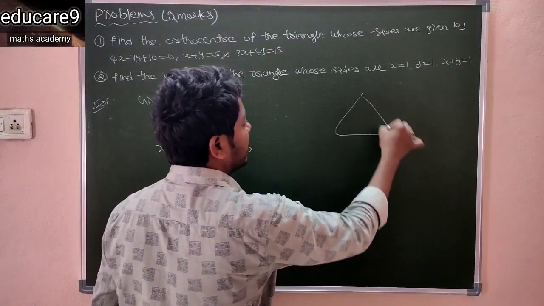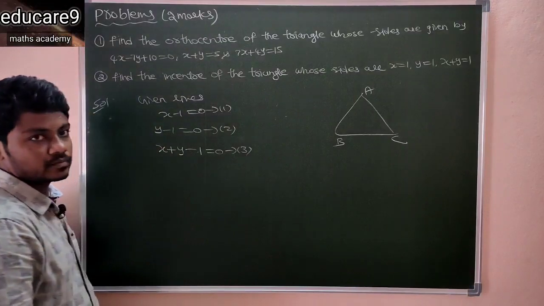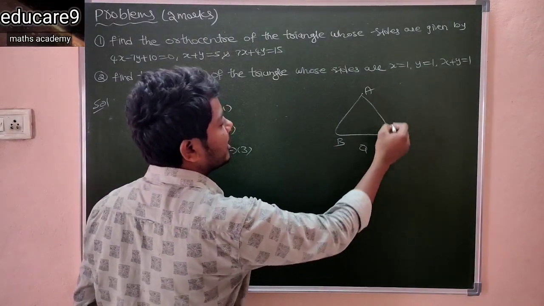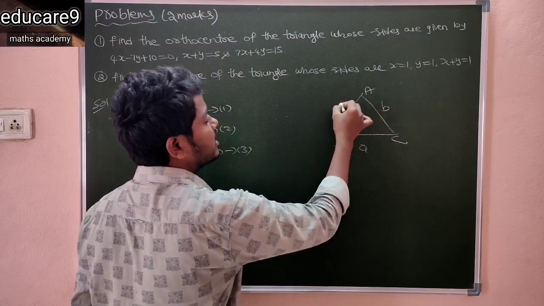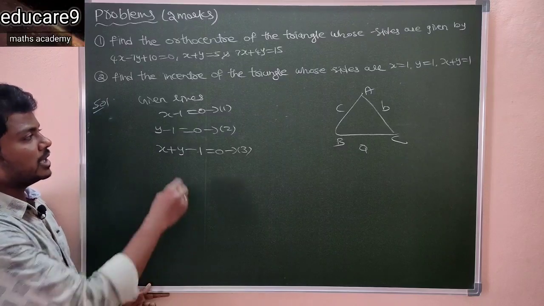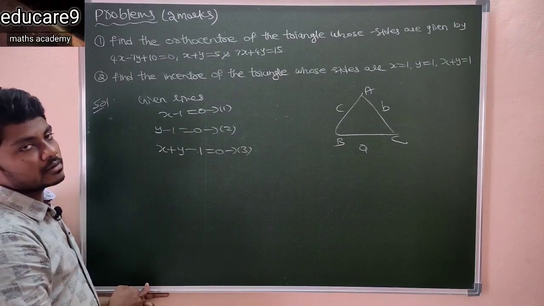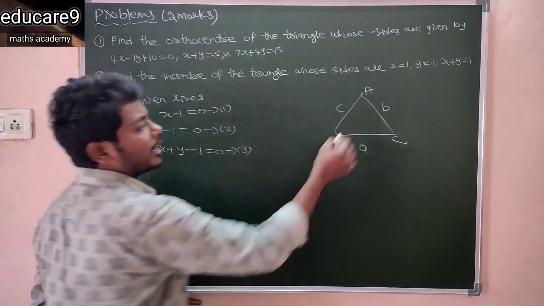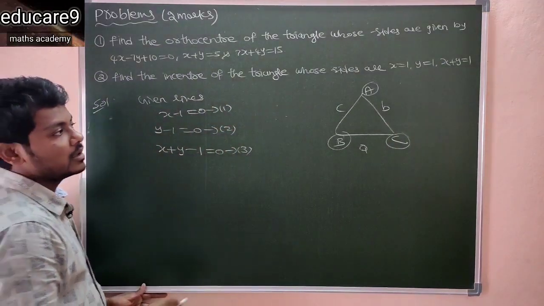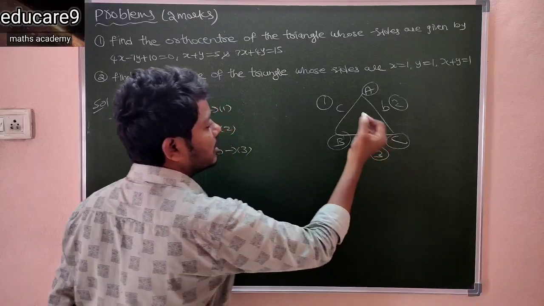Suppose this is the triangle ABC. Okay. So you need to find BC side, that is a. You need to find AC side, that is b. You need to find AB side, that is c. Now apply the incenter formula. See here. First you need to find the vertices of triangle ABC. Okay. So this is equation 1. This is equation 2. This is equation 3.